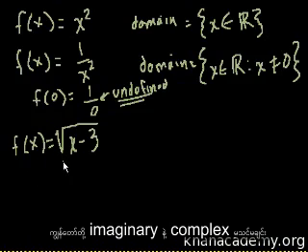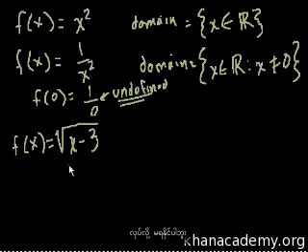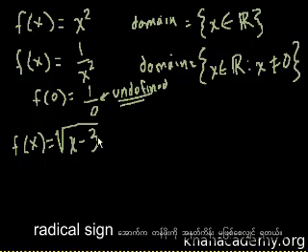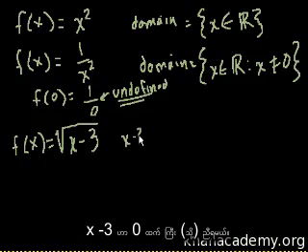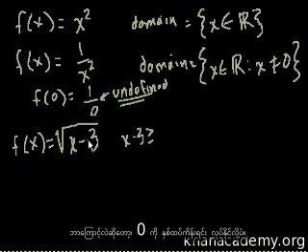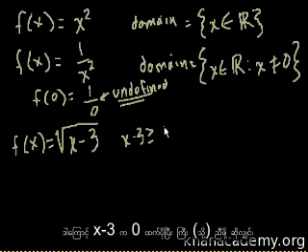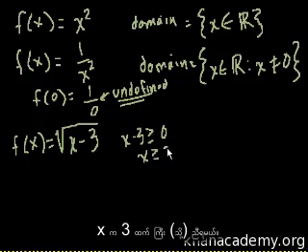Can we take a square root of a negative number? Well, until we learn about imaginary and complex numbers, we can't. So here we say, any x is valid here except for the x's that make the expression under the radical sign negative. So x minus 3 has to be greater than or equal to 0, right? Because you could have the square root of 0. That's fine. It's just 0. So x has to be greater than or equal to 3.